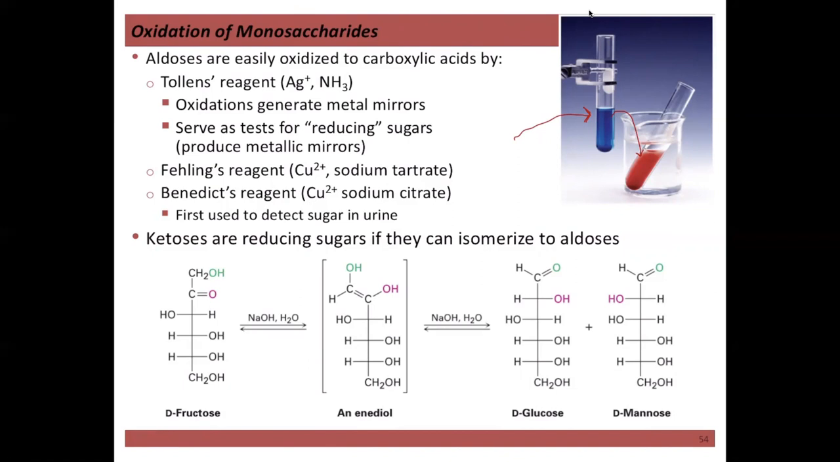You're still oxidizing the sugar. And so again, fructose, that originally you look at and say, well, I can't oxidize that because it's a ketone, can be converted into this enediol and then give you epimers, glucose and mannose, that are readily oxidized. So again, these are all referred to as reducing sugars because they get oxidized.